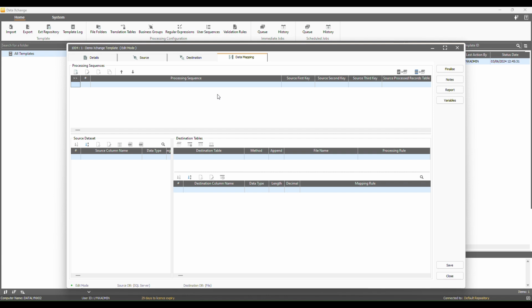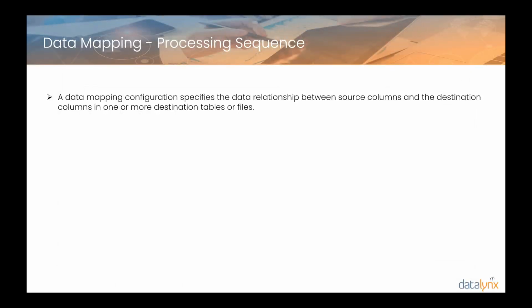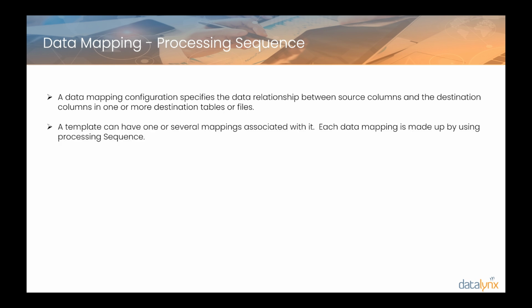Let's explore the concept of processing sequence in relation to data mapping. A data mapping configuration specifies the data relationship between source columns and the destination columns in one or more destination tables or files. A template can have one or several mappings associated with it. Each data mapping is made up by using processing sequence.